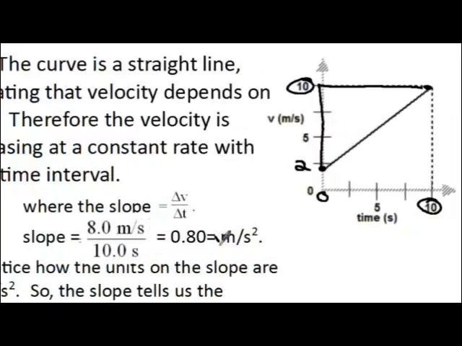Notice how the units on your slope are meters per second squared. So the slope is actually going to tell us, in this case, an acceleration of whatever object that may be. To get your units on your slope, notice rise is meters per second, and then your run's in seconds. So you've got a meter per second over seconds, which gives you this meter per second squared.